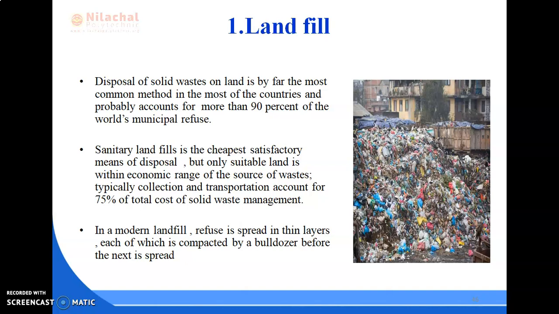In a modern landfill, refuse is spread in thin layers, each of which is compacted by a bulldozer before the next is spread. So, as shown in the figure, these are some different types of wastes which we have to dispose on a daily basis. So, before disposing another layer, it is better to compact these wastes by using a bulldozer or any compacting machine.